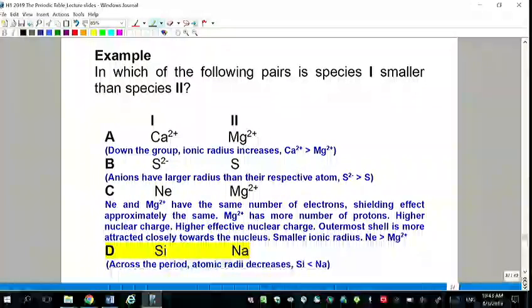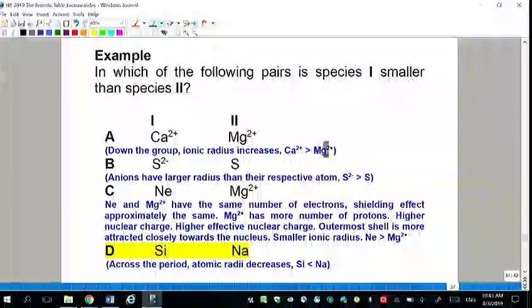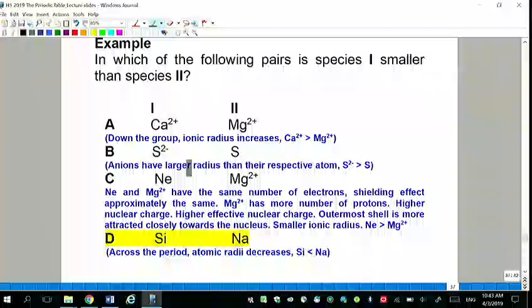Down the group, ionic radius will actually increase because the electron cloud will get larger. So Ca2+ will be larger than Mg2+ because Ca2+ is further down the group. S2- and Sn ions have larger radius than their respective atom. This is what we covered, because it has one more electron shell. So that is why it is larger, and option B is out as well.